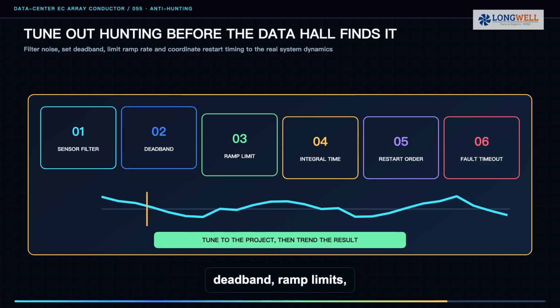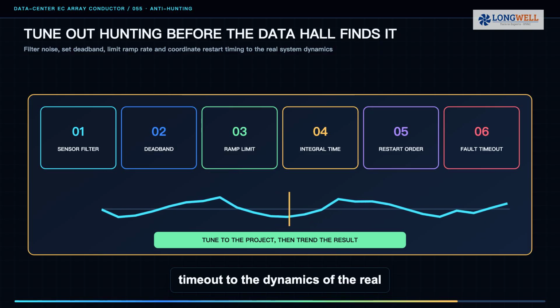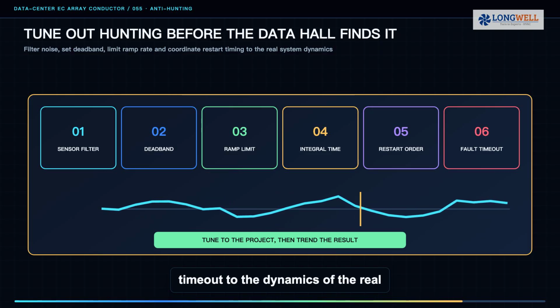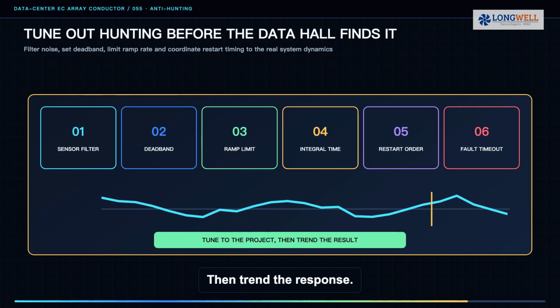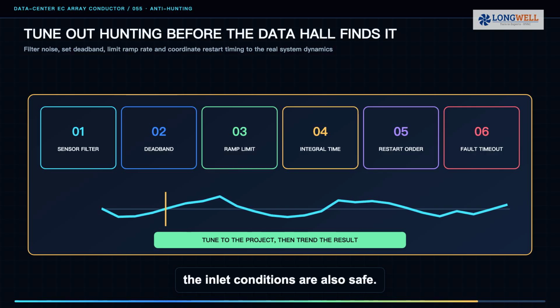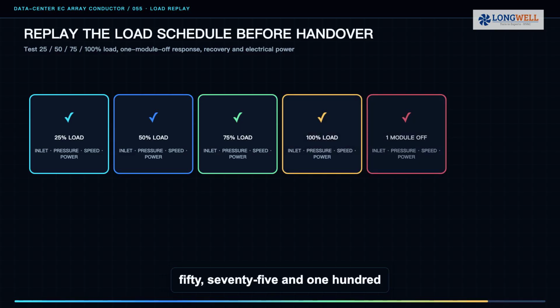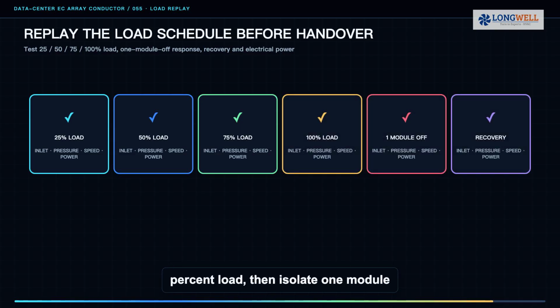Tune sensor filtering, deadband, ramp limits, integral time, restart order, and fault timeout to the dynamics of the real room. Then trend the response. A smooth graph is useful only when the inlet conditions are also safe. Before handover, replay 25, 50, 75, and 100% load, then isolate one module and verify recovery. Record rack inlets, pressure, speed, and electrical power.